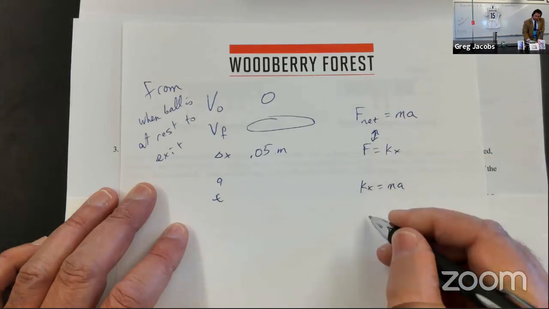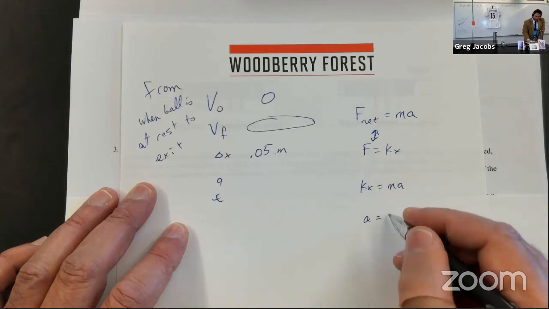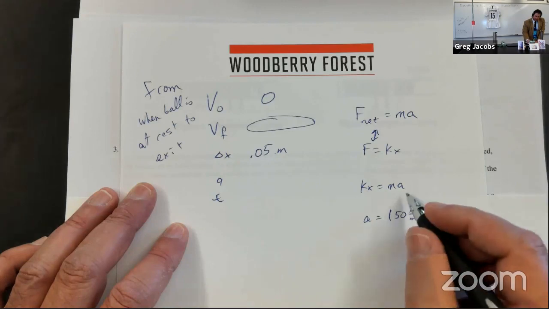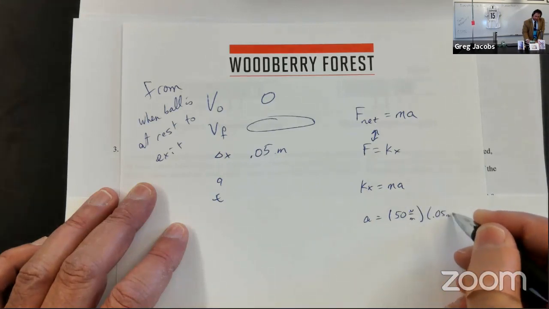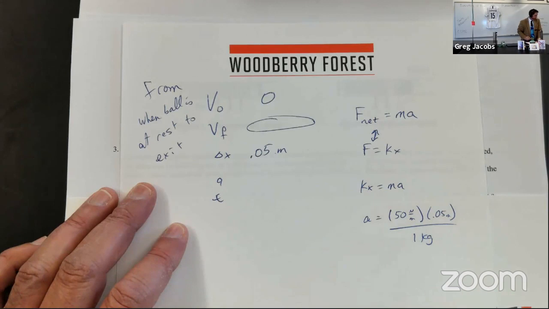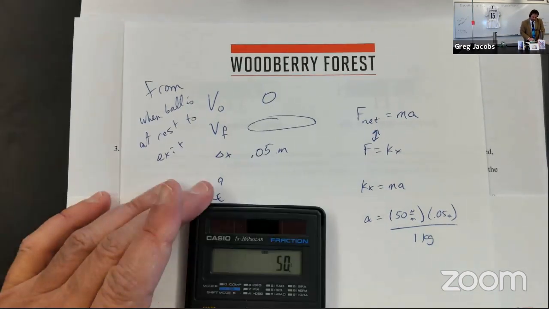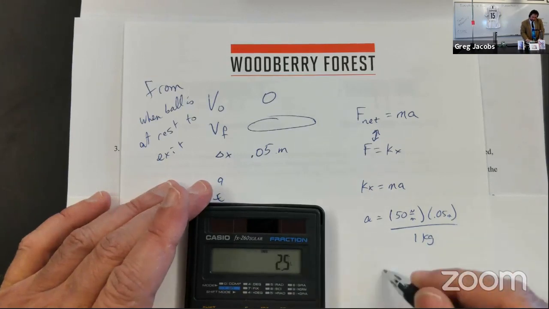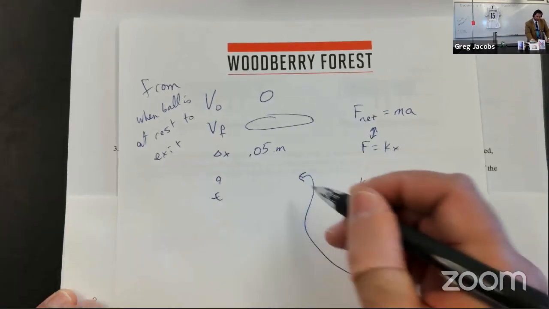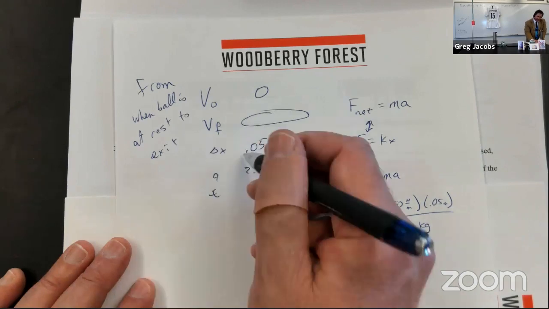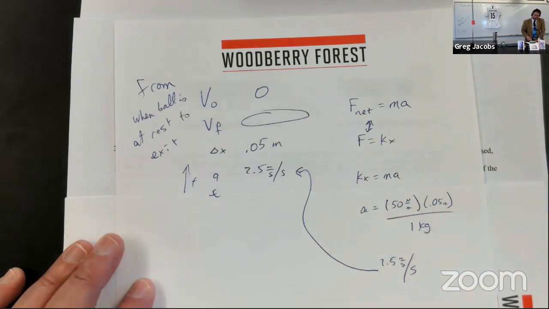The acceleration, therefore, is k, the spring constant of 50 newtons per meter, times x, 0.05 meters, divided by the mass of the block, which is 1 kilogram. And we multiply that out, 50 times 0.05 divided by 1 equals 2.5 meters per second per second. Put that in here. It's in the same direction as the displacement, so everything can be upward.